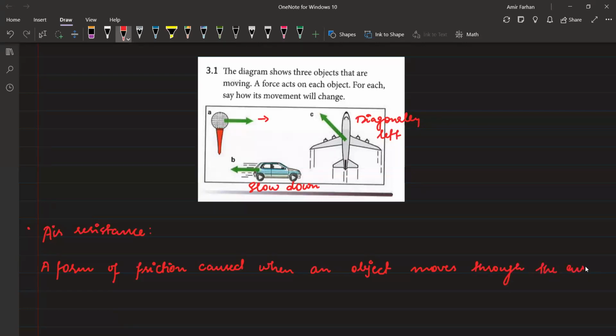Move through the air. So this frictional force is called drag. Air resistance is also called drag. Okay.